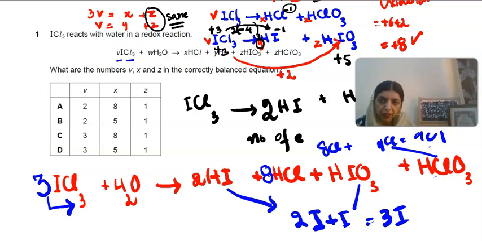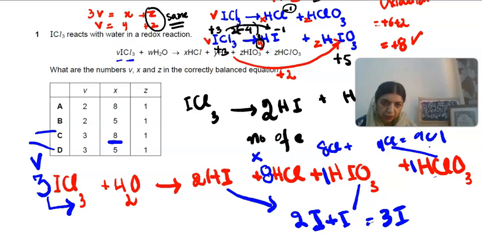Now they are only asking for V, which is 3. So you have these two options. They are asking for X. X is your HCl, so it is 8. And you have Z, which is HIO3 and HClO3, which is 1 in both cases. I hope you are clear about this.